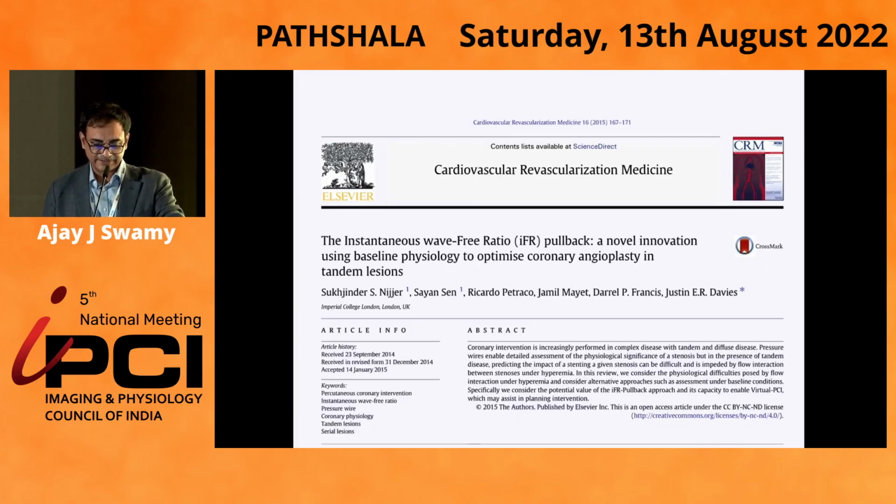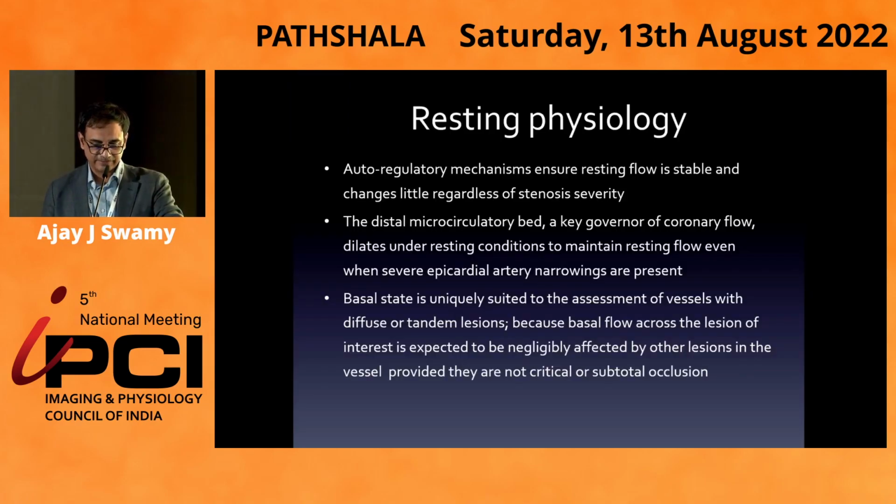What about resting indices? Now, iFR pullback offers us a special window into the way in which these serial lesions can be addressed. The three important points are that autoregulatory mechanisms ensure that resting flow is stable. It doesn't change much regardless of lesion severity unless we go down to a resting iFR of 0.65 or less, in which case the lesion is subtotally occluded anyway.